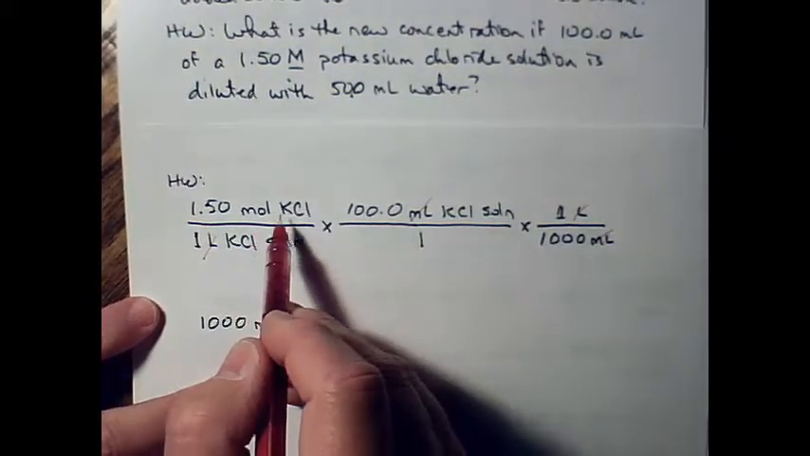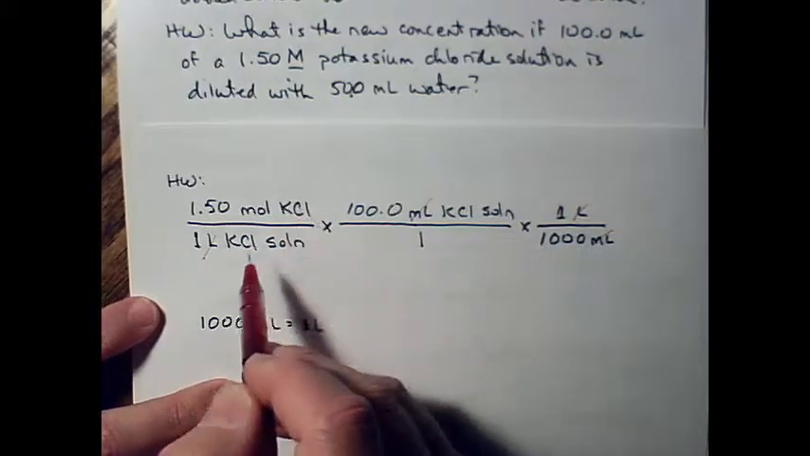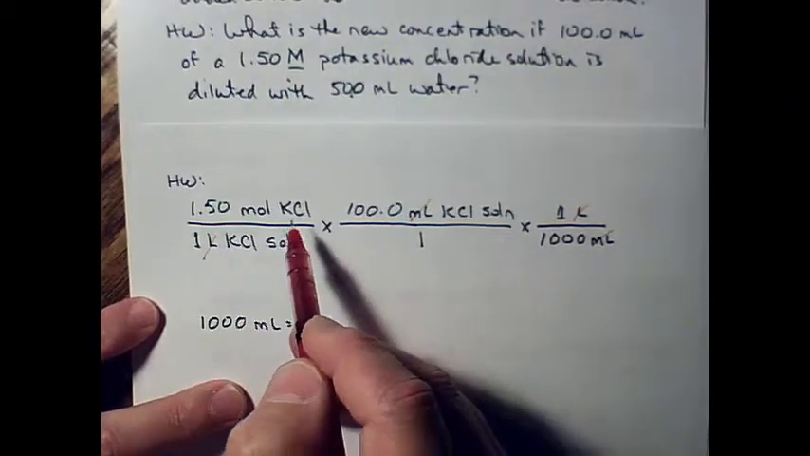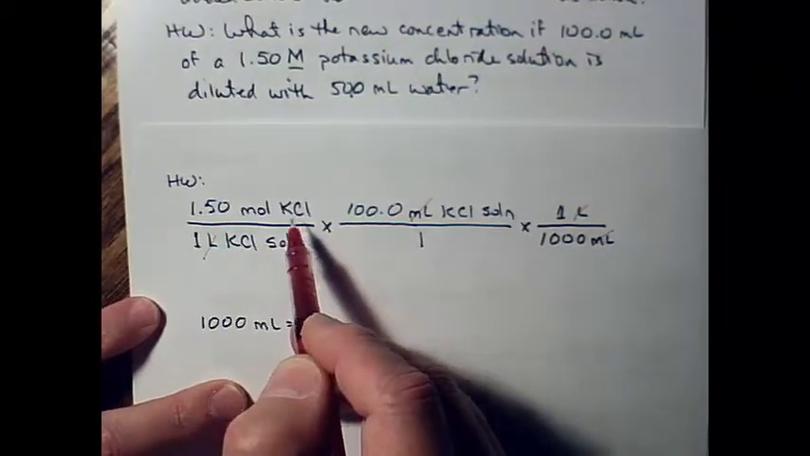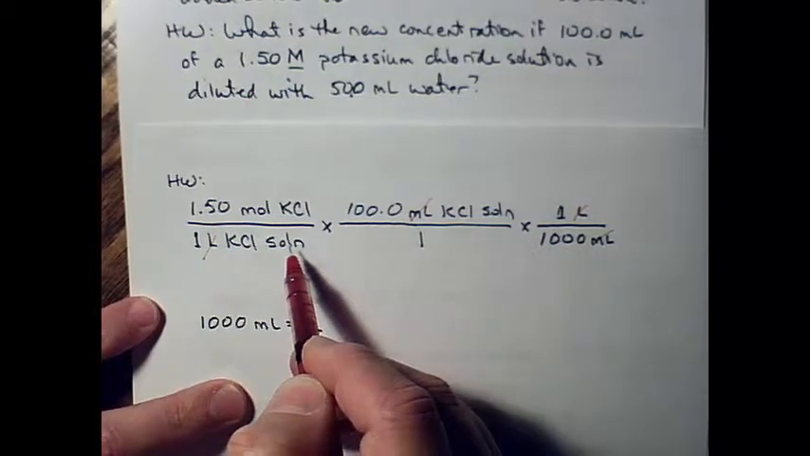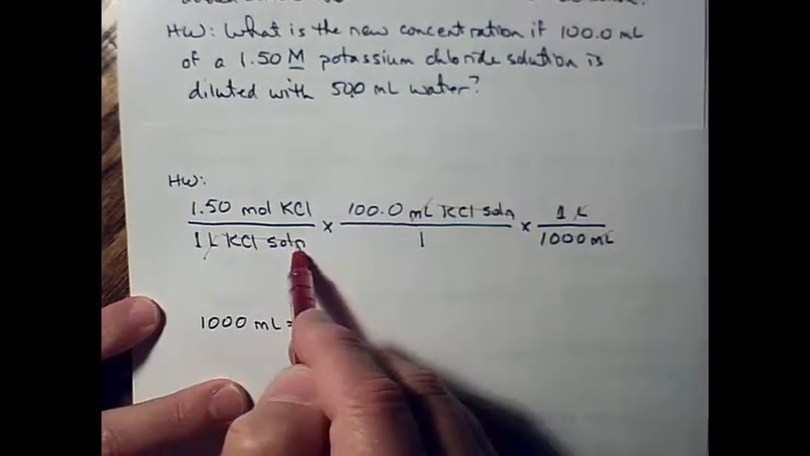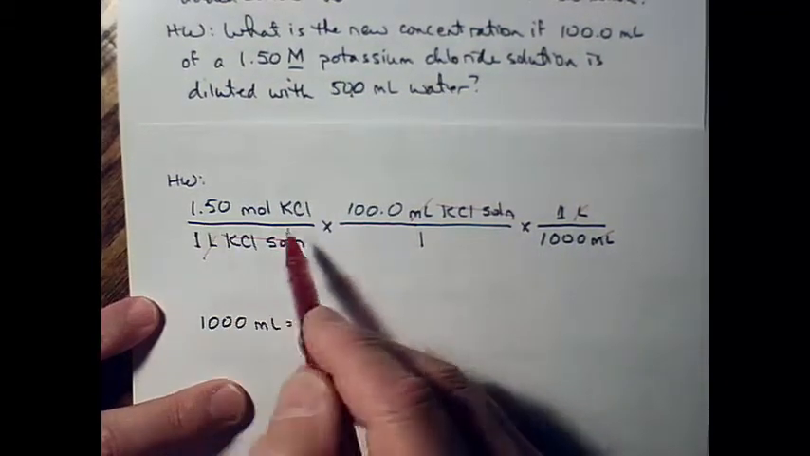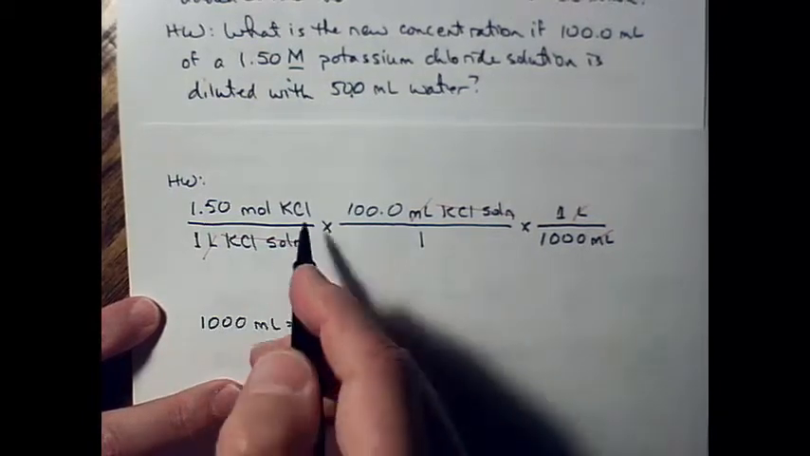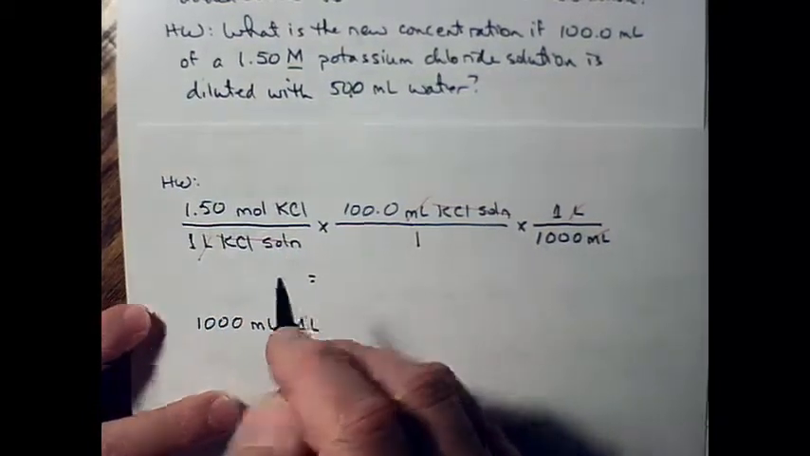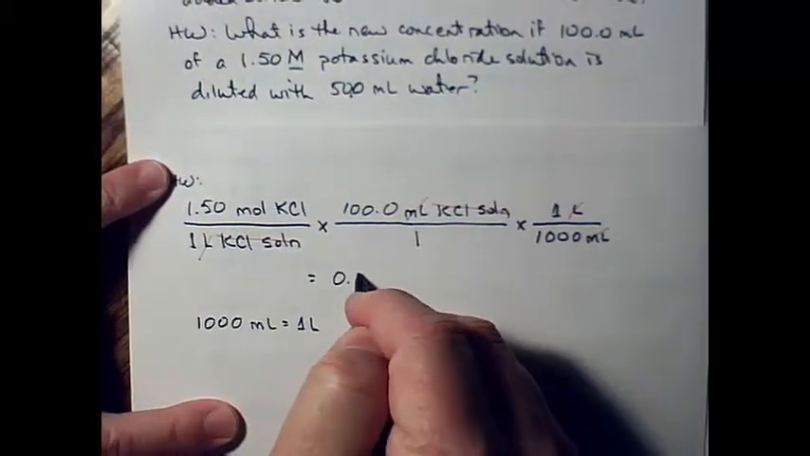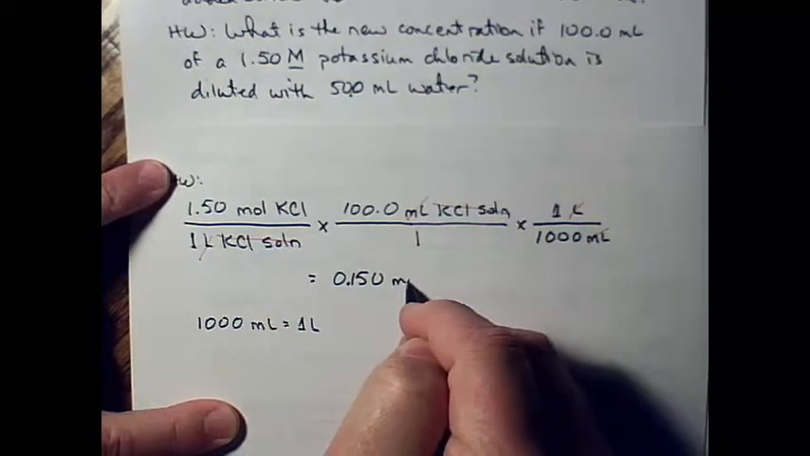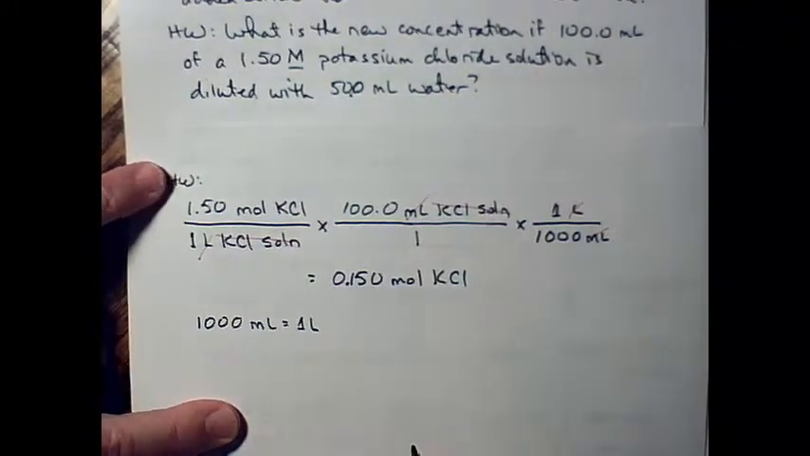Now, it's important to know that KCl and KCl solution are treated like two separate things, okay? You can't cancel this KCl with this one because this is potassium chloride solution. But this cancels this, okay? So KCl solution here cancels KCl solution here. And we do this calculation, we end up with knowing what the moles of KCl are, or potassium chloride. 0.150 moles of potassium chloride. Okay?